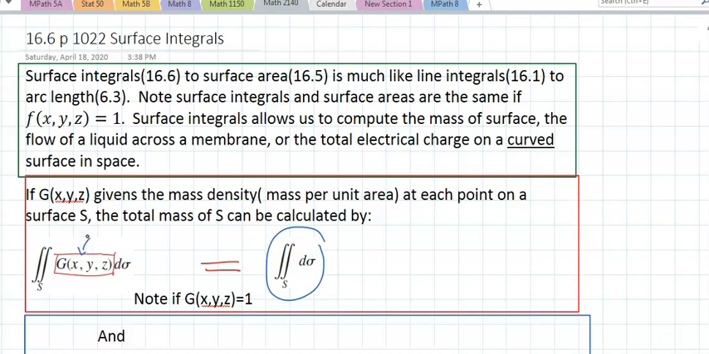The book has a lot of extra examples. You could look at the very beginning of 16.6. Surface integrals allow us to compute the mass of a surface, the flow of liquid across a membrane, and a total electrical charge on a curved surface in space. Not necessarily a specific area. And previously we found the area of that curved surface.